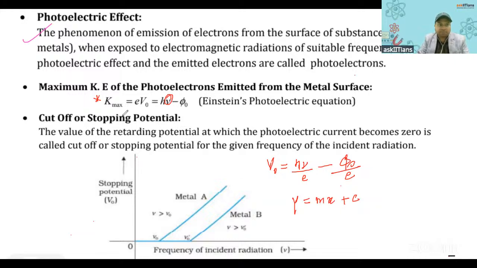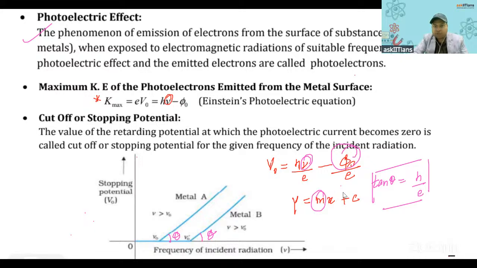Can anyone tell me? What is the slope of this line? Do you think that if this angle is theta, this angle is also theta? They are different metals, so their work function might be different, but the slope is the same. What is the slope here? Tan theta. What is tan theta? Tan theta is h by e in this case. On the x-axis we have frequency nu, and h by e is our slope. Yeah, good, Jasim. Very good. h by e.